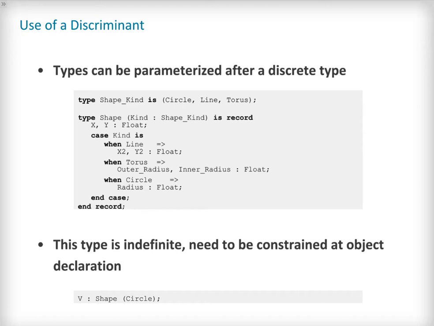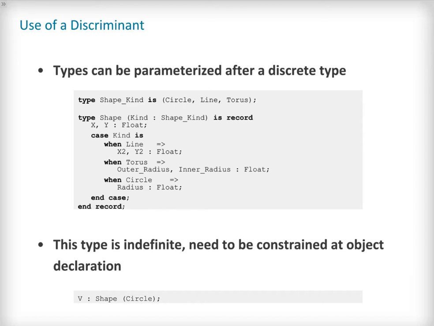In Ada, this discriminant has to be a discrete type. There is a special case for access types that we will describe a lot later, but for now let's focus on discrete types. In this example, there is a discrete type that I introduced in the program, which is called ShapeKind, which can be circle, line, and torus. I am using this enumeration to create a discriminant kind of shape.